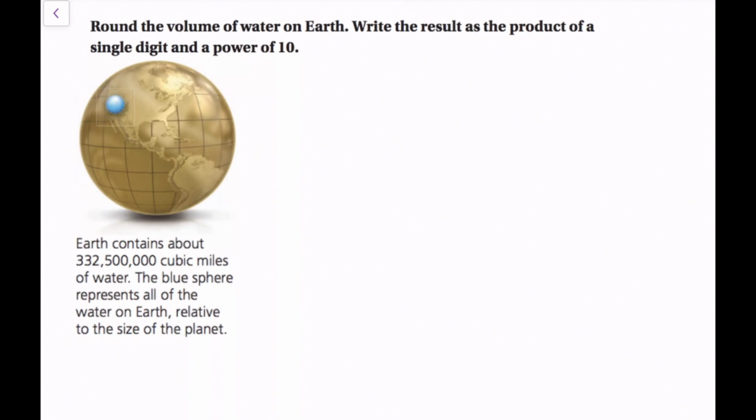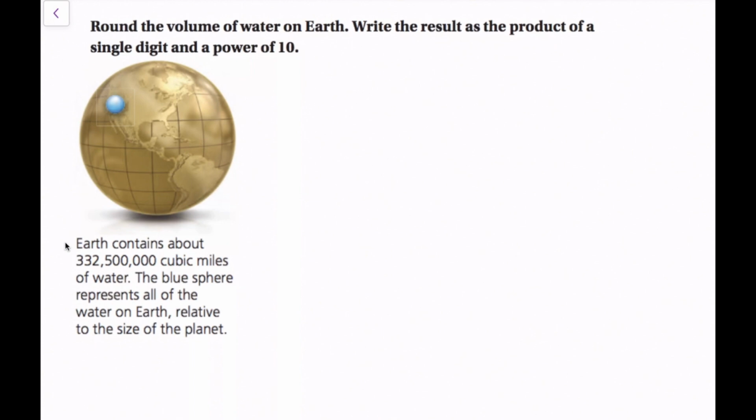For this example, we are to round the volume of water on Earth. Write the result as the product of a single digit and a power of 10. Well, down here it says Earth contains about 332,500,000 cubic miles of water. The blue sphere right here represents all of the water on Earth relative to the size of the planet, which is remarkably small if you look at this scale. But anyway, what we care about is this number, and we want to write it as a product of a single digit and a power of 10. So we only care about one digit and then multiply by 10 to some sort of power here.